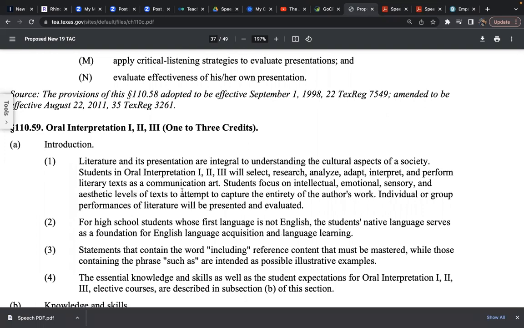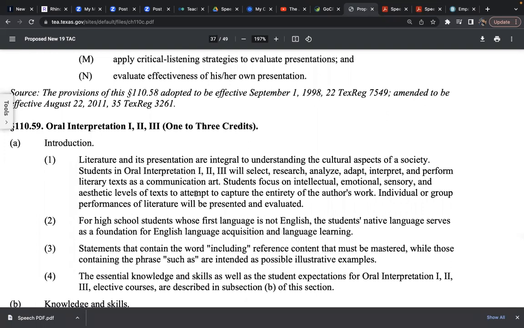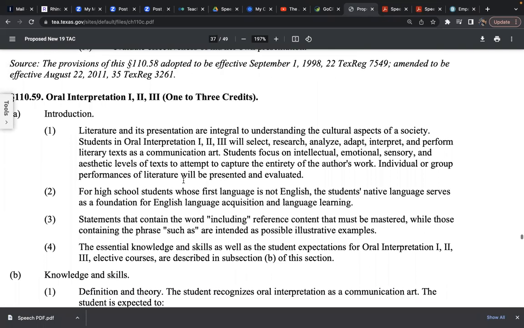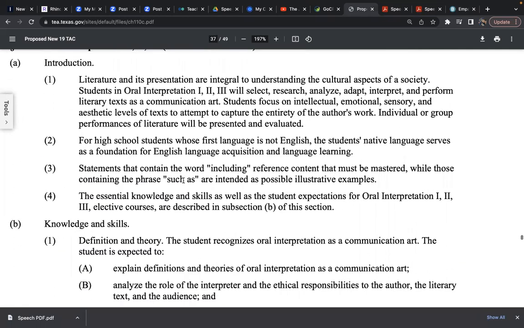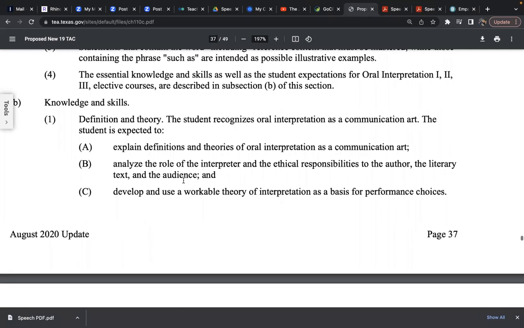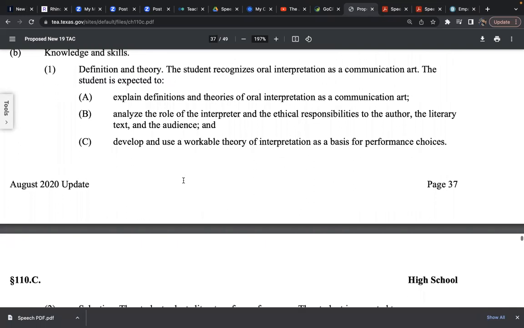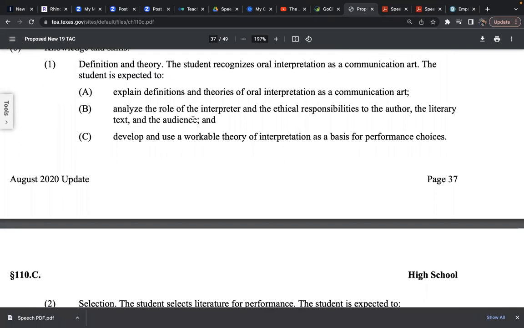As a communication art. I think that's part of it. Analyze the role of the interpreter and the ethical responsibility to the author, the literary text. What a fun class. Oh my goodness.